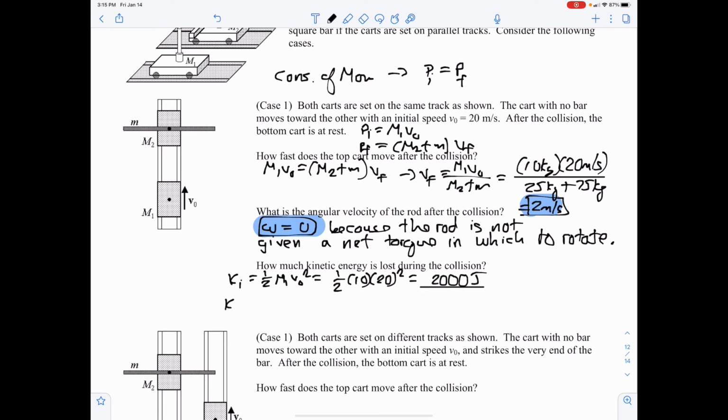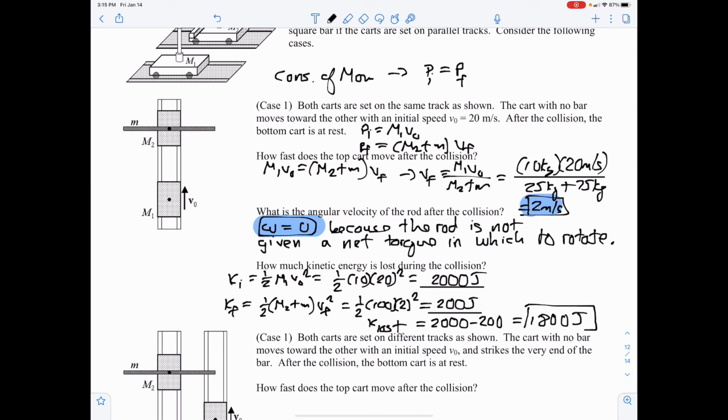Afterwards, it's 1/2 times m2 plus little m times v final squared, which would be 1/2 times 100 total kilograms of mass, and the speed was 2 meters per second squared afterwards. So 2 squared is 4, times 100 is 400, take half of that, it's 200. That means the kinetic energy lost would be 2,000 minus 200, or 1,800 joules. A lot of kinetic energy lost during this collision.